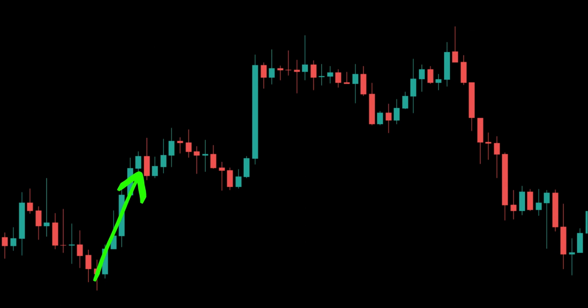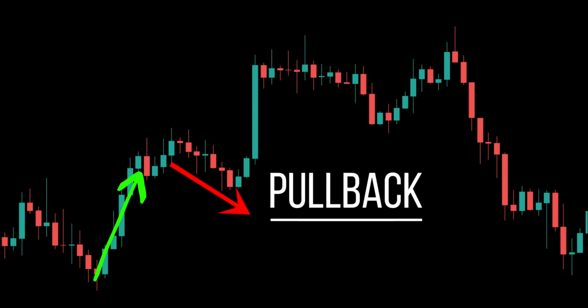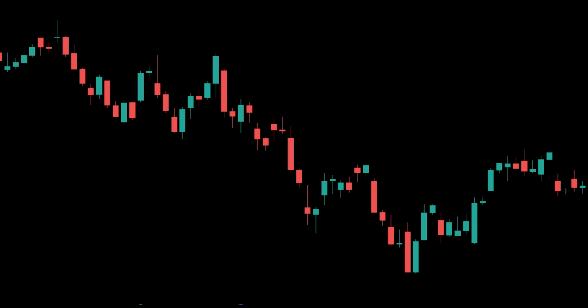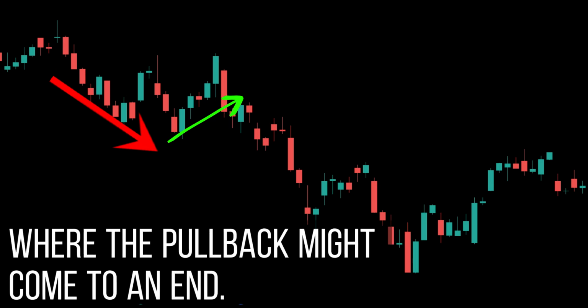When the price is in an uptrend, first we see that it makes a huge up move. Then we see a small down move. This down move is essentially a pullback. The Fibonacci retracement tool will help us in finding potential areas where the price might find support during this pullback. On the other hand, in a downtrend we see the price makes a massive down move. Then we see a pullback, which is this up move. The Fibonacci retracement tool will help us in identifying potential areas of resistance where the pullback might come to an end. The price might start another down move.